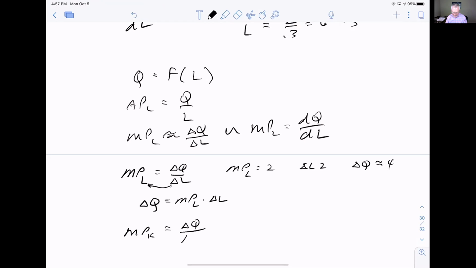Now, notice if I put these 2 together. Suppose I've got marginal product of labor is 2. Suppose I add 2 units. What's going on here?